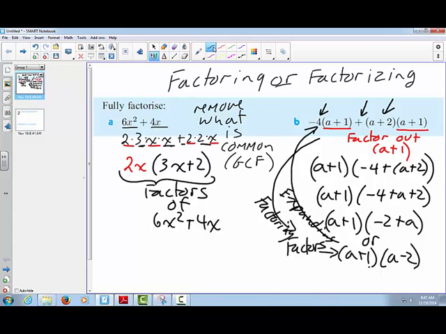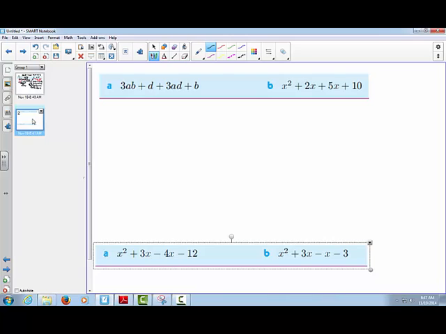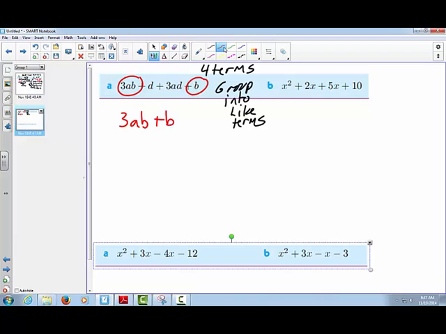Now, to go one step further with our factoring, we're going to look at a couple more examples. Here, I have 3ab plus d plus 3ad plus b. This is considered factoring with 4 terms. What we're going to do is group into like terms, so I can take 2 terms and factor them together. I'm going to start with 3ab plus b and put those together.